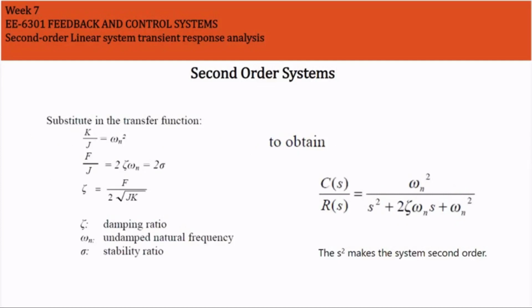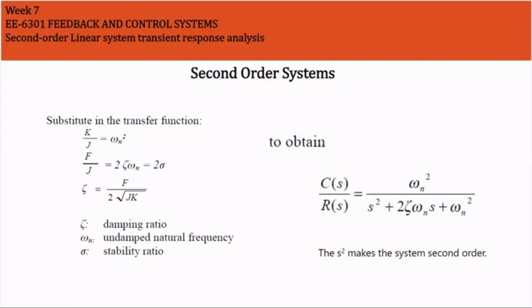So how do we obtain a second order system? We substitute the transfer functions, and we have different equivalencies. K over J is equal to omega sub n squared. Then F over J is equal to 2 zeta omega n, which is equal to 2 sigma. Then zeta is equal to F over 2 square root of JK.